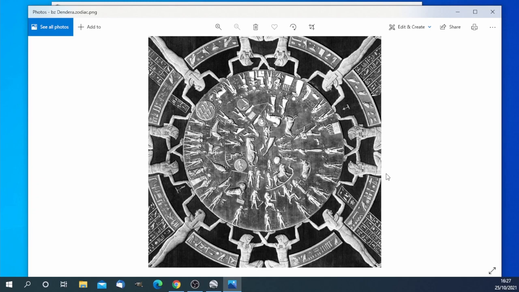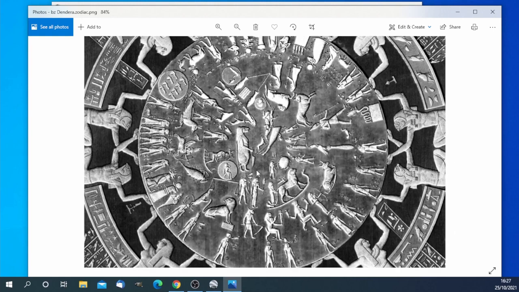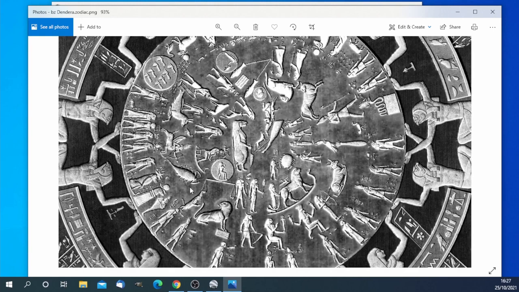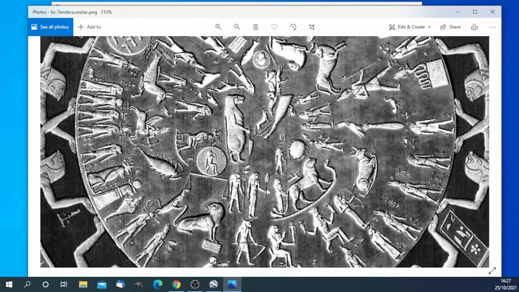This is the Dendera zodiac from the Temple of Hathor at Dendera. This is a bas relief on the ceiling, and if we zoom in a little bit, we can see there are the constellations of the zodiac: Taurus, Scorpio. There are a few differences. This is from about the first century before current era. Virgo here is depicted as a constellation called the Fronde, which is different to what we have today.